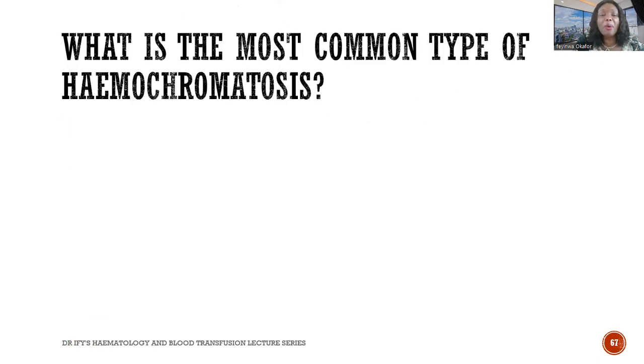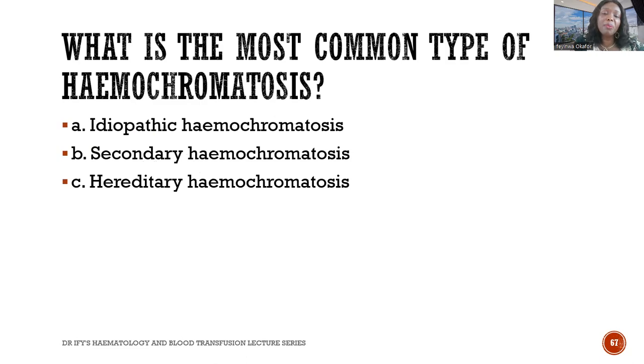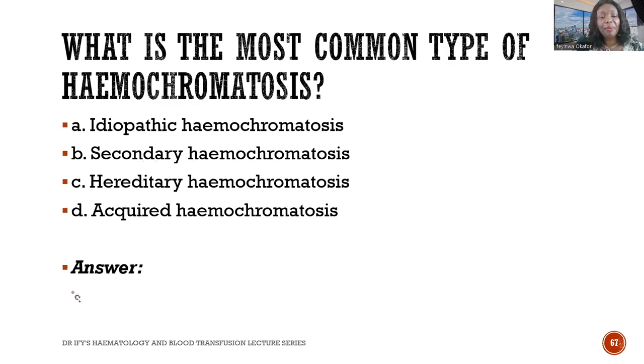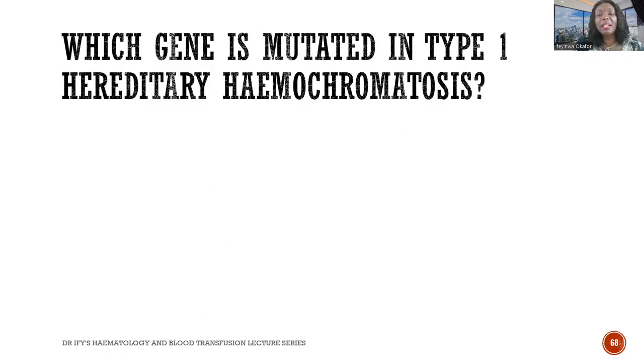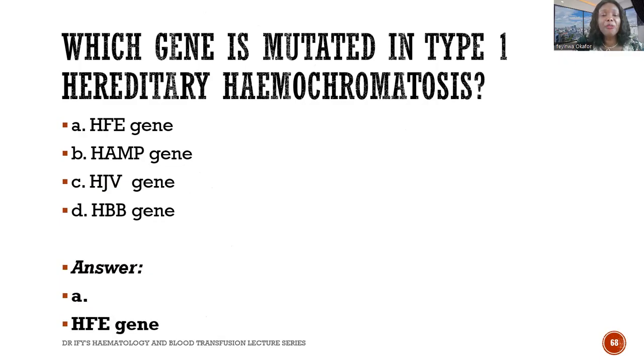What is the most common type of hemochromatosis? Idiopathic hemochromatosis, secondary hemochromatosis, hereditary hemochromatosis, acquired hemochromatosis. Answer C, hereditary hemochromatosis. Which gene is mutated in type 1 hereditary hemochromatosis? HFE gene, HAMP gene, HJV gene, HBB gene. Answer A, HFE gene.